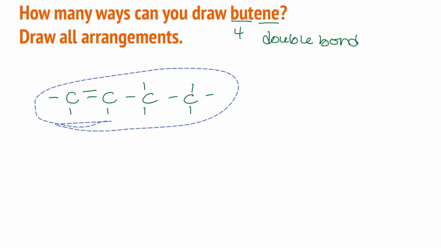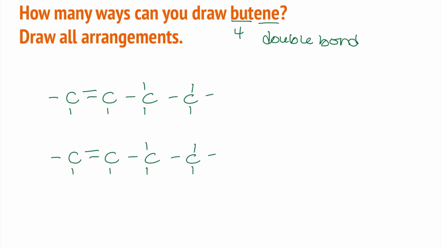But I could also move that double bond, and I could say, well, I'm not going to put it here, I'm going to put it here instead. As we look at these, this first one is 1-butene because the double bond is coming out of our first carbon. This one is 2-butene because now our double bond is coming out of our second carbon.